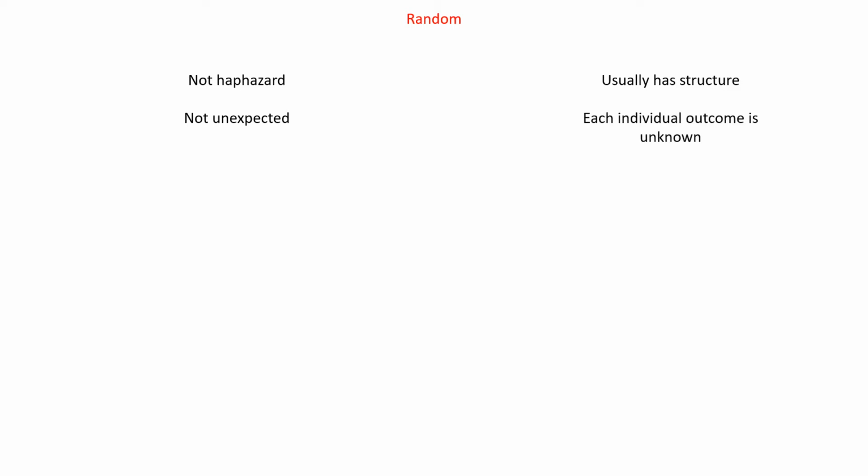Now, random gets a bit of a bad name in society. Random does not mean haphazard. It does not mean unexpected. What random is, it usually has some sort of a structure. Each individual event, each individual outcome, we don't necessarily know, but over the long run, the outcomes are fairly consistent.